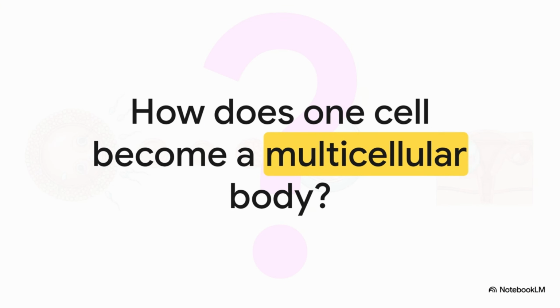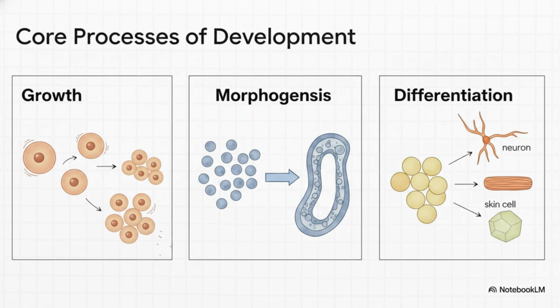This really gets to the heart of it, doesn't it? This is the central question of all embryology. How in the world does a single, solitary cell become, well, us, a whole multicellular body? It's a question that takes us right into this beautifully orchestrated biological process. The answer, it boils down to 3 fundamental processes working together.